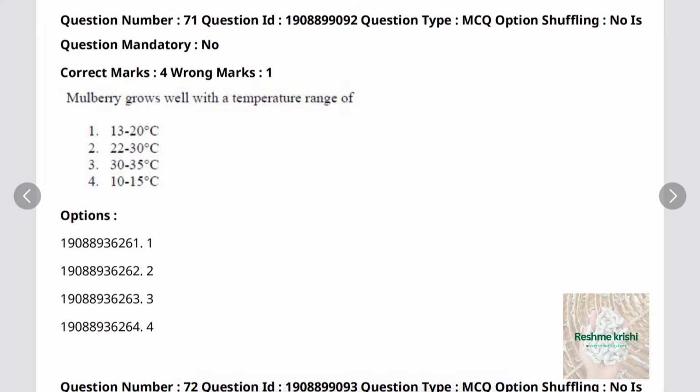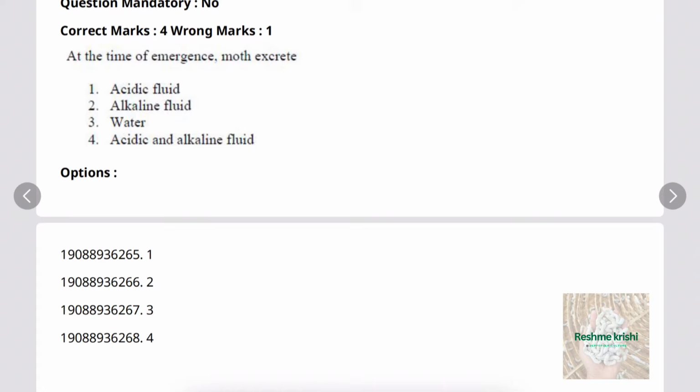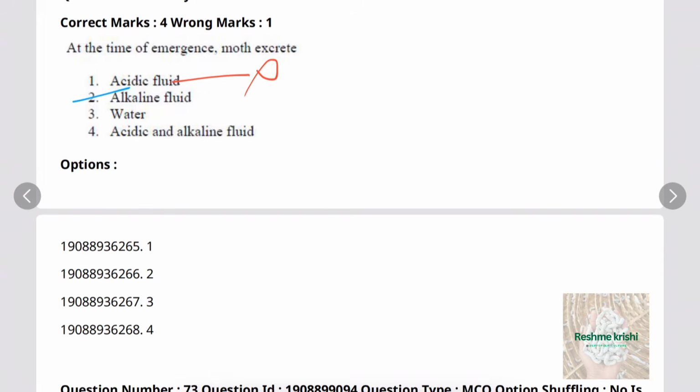Okay. Mulberry grows well with a temperature range of, according to the FAO, around 22 to 35 degrees Celsius. According to the options here, it will be 22 to 30 degrees Celsius. At the time of emergence, moths excrete. We always get confused with acidic. Moths always excrete alkaline fluid from the mouth part, usually from the salivary gland.